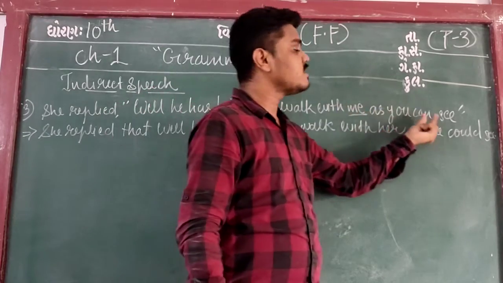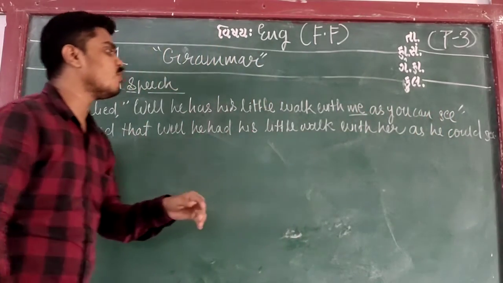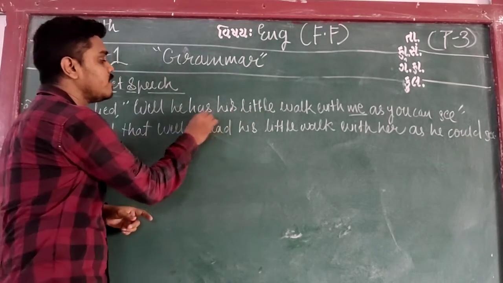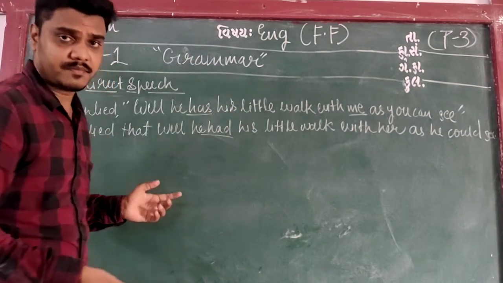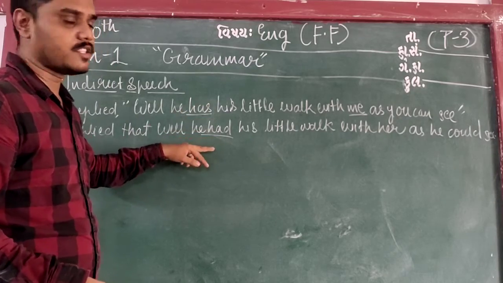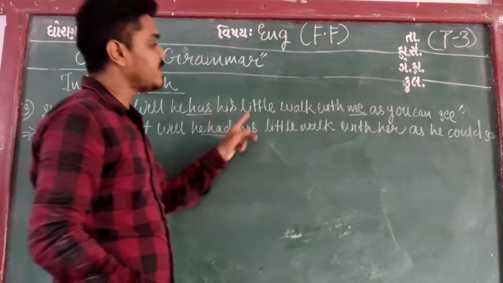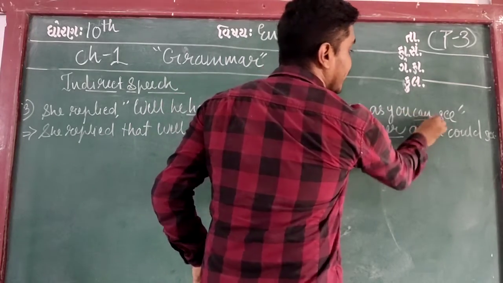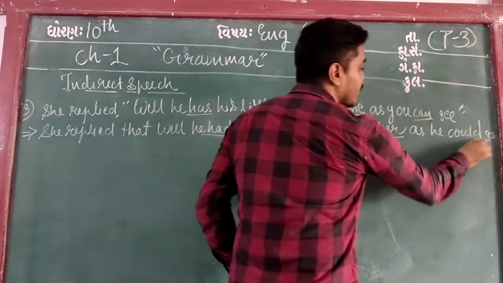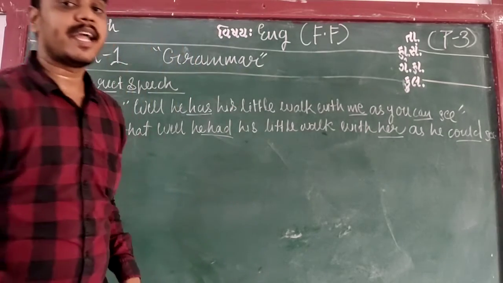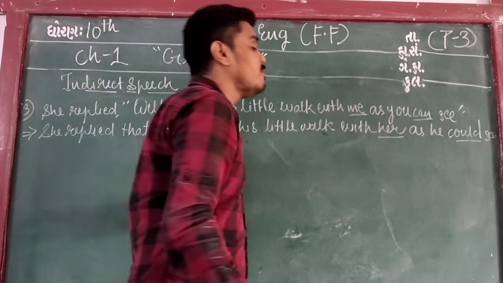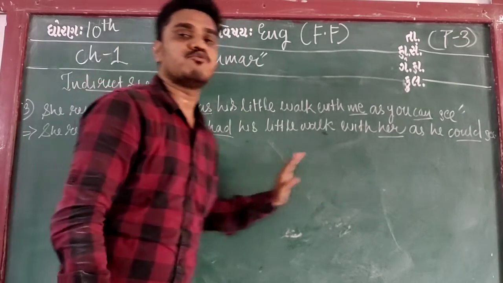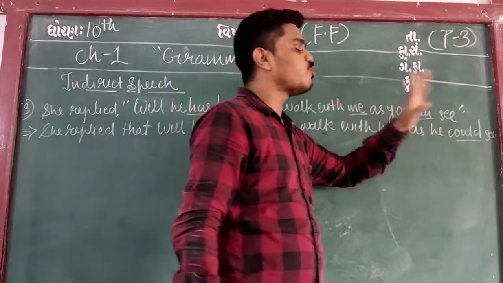Now we'll go again. When he has his little walk, here "has" will become "had", past perfect. "His little walk with me" means "with her". "Can" becomes past, "could". In indirect speech, we have seen simple present tense will become simple past tense, can will become could, shall will become should. So here can becomes could.